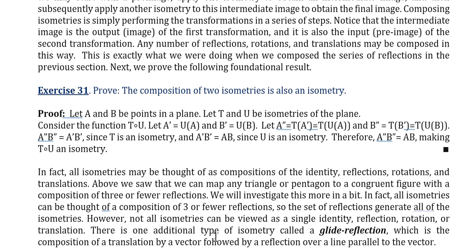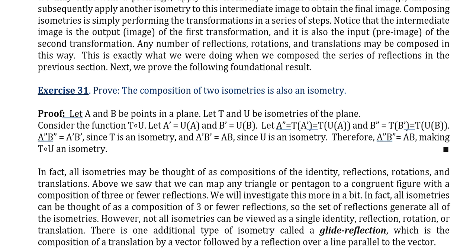So in fact, it turns out that all isometries may be thought of as compositions of the identity, reflections, rotations, and translations. And above, we saw that we can map any triangle or pentagon to a congruent figure with a composition of three or fewer reflections. We will investigate this more in some of the following videos, but in fact, all isometries can be thought of as a composition of three or fewer reflections, so the set of reflections actually generates all the isometries. However, not all isometries can be viewed as a single identity, reflection, rotation, or translation. There's one additional type, one fifth type.